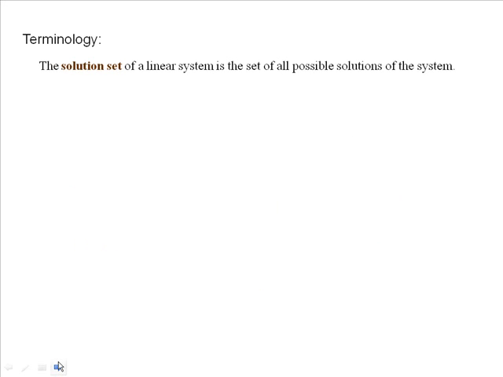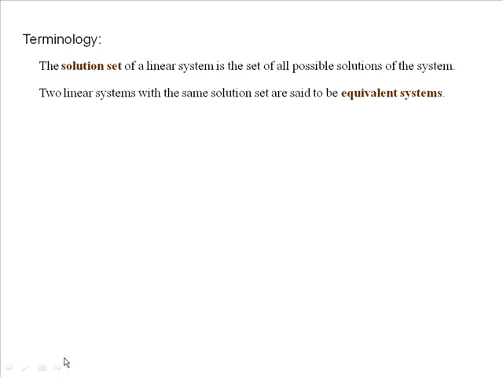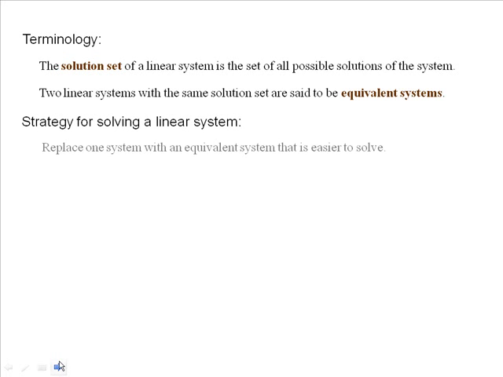Some terminology. The solution set of a linear system is the set of all possible solutions of the system. Two linear systems with the same solution set are said to be equivalent systems. A strategy for solving: we replace one system with an equivalent system that's easier to solve.